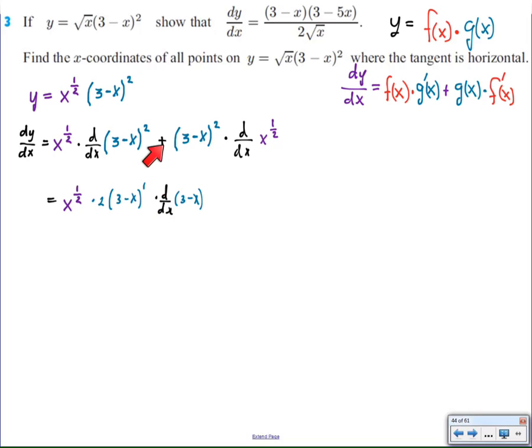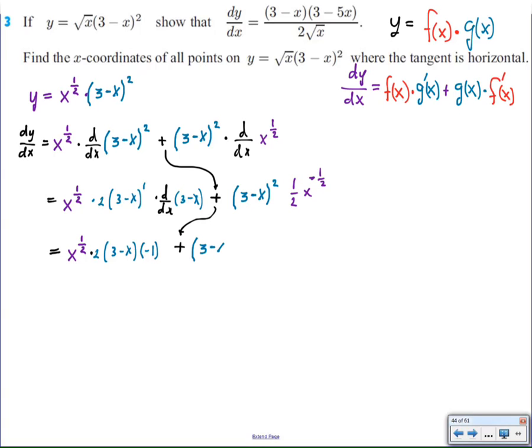Then we have the other half of the expression, so we have plus 3 minus x squared and the derivative of x to the 1/2, that is, you multiply by the power, drop the power by 1. So notice the d/dx went away because once I take the derivative of x to the 1/2, I don't have to take the derivative again, so I just leave it right there. Now I take the derivative of 3 minus x, which turned out to be negative 1. And then we bring down the plus sign. Everything else here stays unchanged.